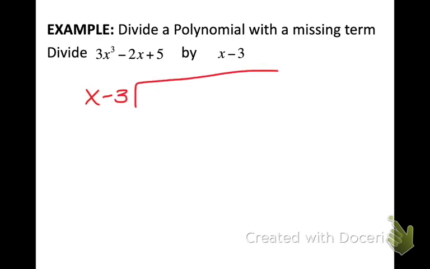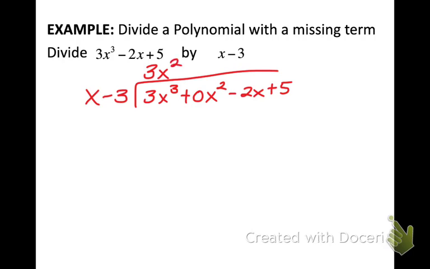So now I have 3x to the third. I'm going to just throw in a plus 0x squared. And you'll see why in a second. Plus minus 2x, or plus 5. And I'll show why, because when we multiply it through, I'm going to need something to do with that, right? All right, so x times what gets me 3x to the third? 3x squared.